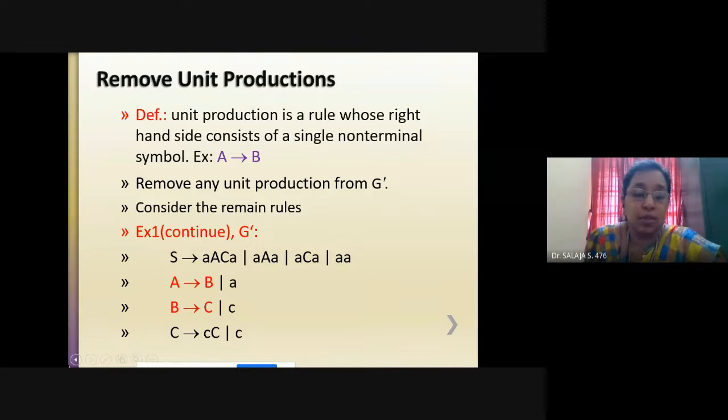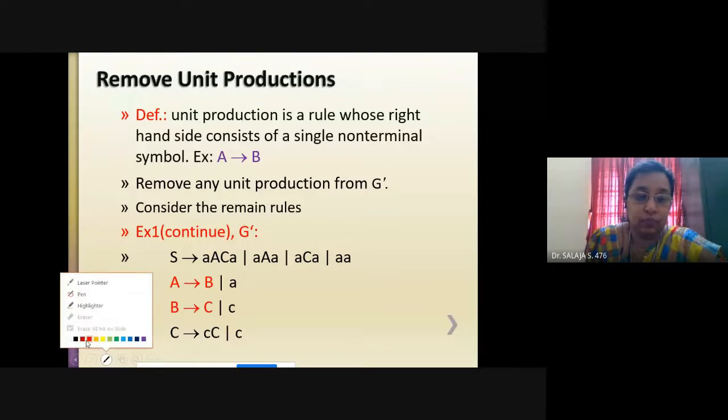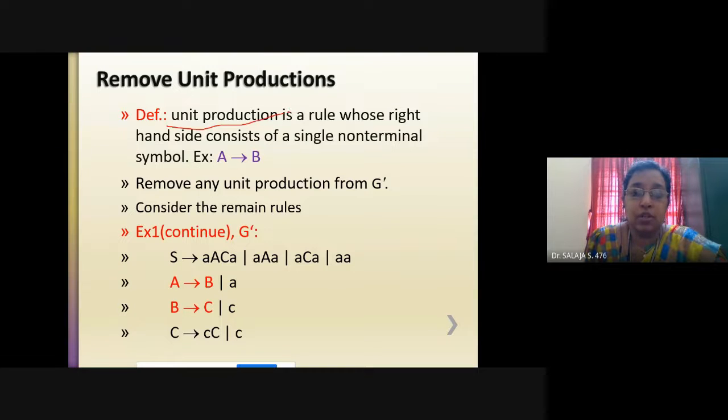So that is what is being defined here. Your unit production is a rule whose right-hand side consists of a single non-terminal. You should not have two terminals and one non-terminal. You should have only one non-terminal on the right-hand side.